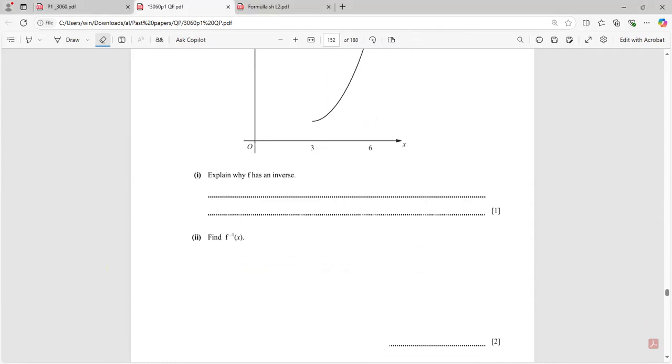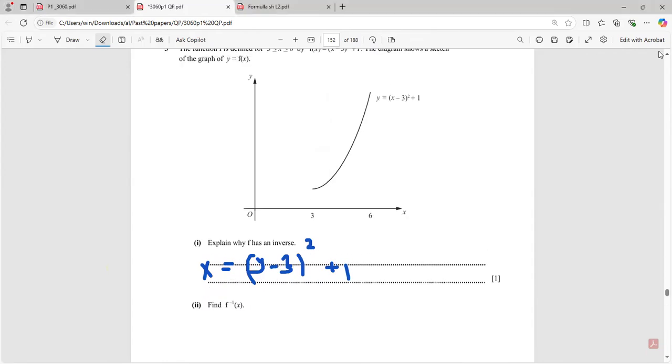Here you want f dash. Okay, and if you want f dash, we have to flip. We have to just flip the x and y. So instead of f(x), we're going to put f(x) equal to y. We're going to say x equals (y minus 3) squared plus 1. I just changed the places of x and y just to get the inverse of it.